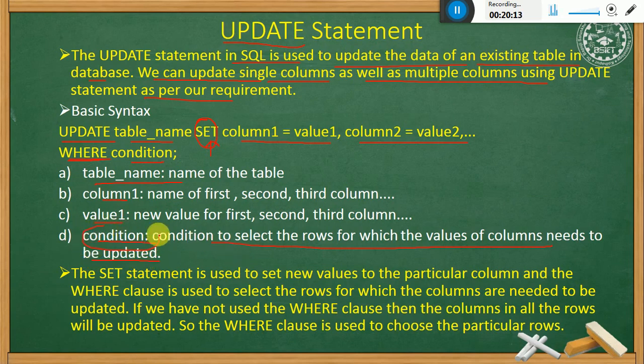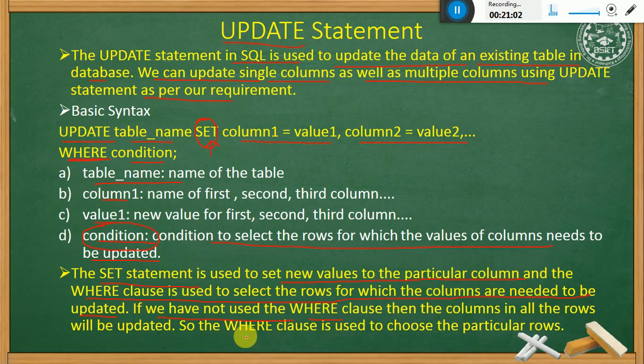In the where clause we have the condition. So using the condition we can select the appropriate row to modify the values. The very important key point in the update command is that the set statement is used to set a new value to a particular column, and the where clause is used to select the row in which the columns need to be updated. So in the update statement you must have set and where with a specific condition. If the condition matches, then it will update that row and particular column.